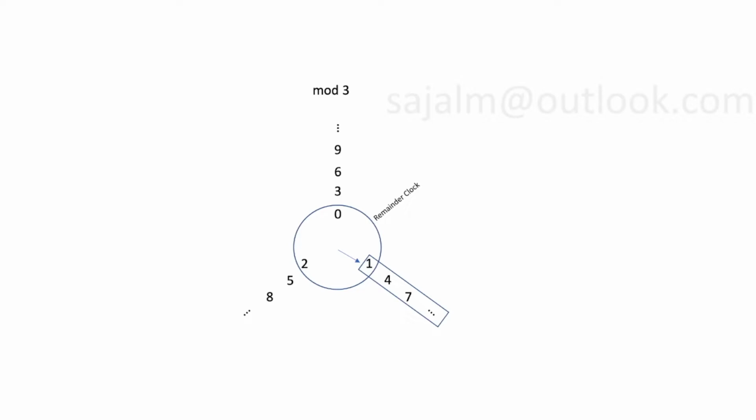Example, 4 divided by 3 gives remainder 1. Similarly, 7 divided by 3 also gives remainder 1, and so on. On the number line 2, we get 2 as remainder if we divide any number n by 3. Note, if we divide 2 by 3, we get a remainder of 2 itself. So we see that for the mod 3 remainder clock, we have 0, 1 and 2 remainders for any number line.